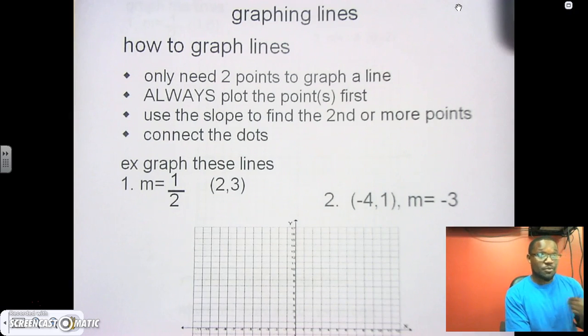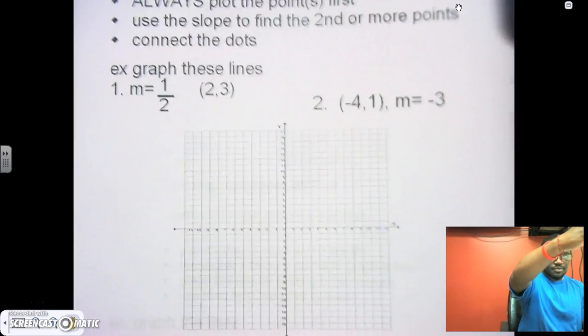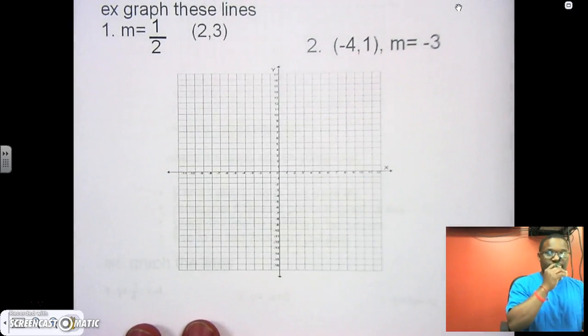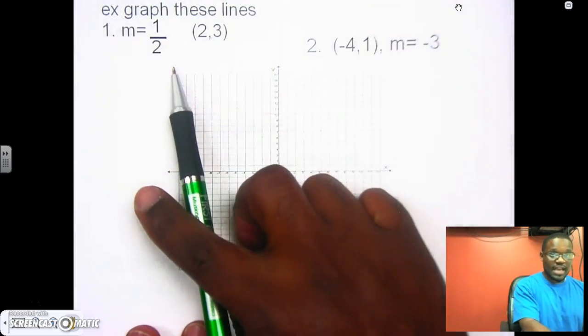And if you have a point and a slope, what you want to do is plot your point first. Then use the slope to help you find any other points. And so, understanding that the slope is not a point, you cannot put that on the graph first. If we look at example 1 here, it gives us this point (2, 3) and the slope 1/2.